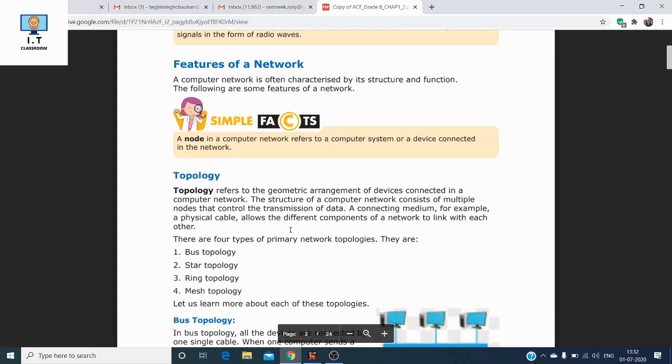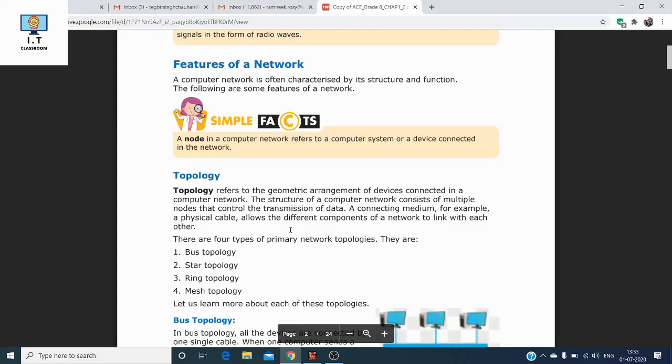Firstly, we are going to discuss topology. The word topology refers to the geometric arrangement of devices connected in a computer network. The structure of a computer network consists of multiple nodes. Here the word node came. What is a node? First, I want to tell you about the term node. When networking is done, the PCs or computers are interconnected with each other. So each computer or device on the network is a node.